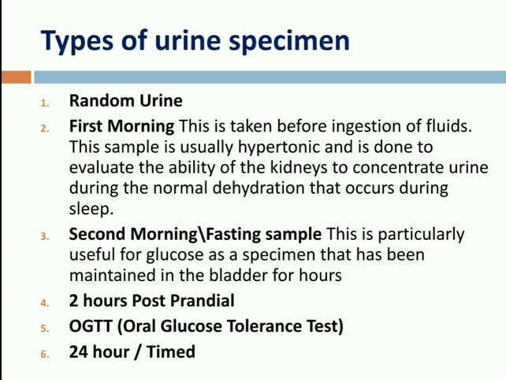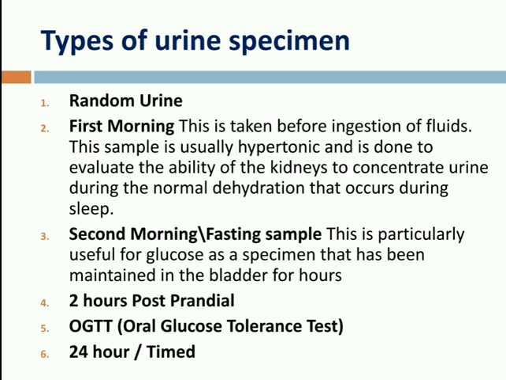Random urine specimen. This is the most common type of urine sample we get in the lab. Second one is the first morning specimen. This is taken before the ingestion of fluid. They are hypertonic in nature and used to evaluate the ability of the kidney to concentrate the urine. Third, we have the fasting sample or a second morning specimen. This is particularly useful for glucose as it is a specimen that has been maintained in the bladder for 8 hours.